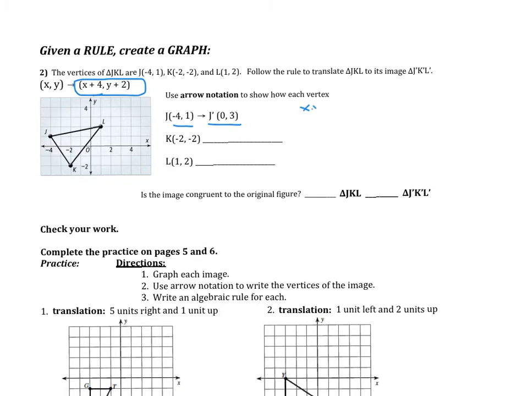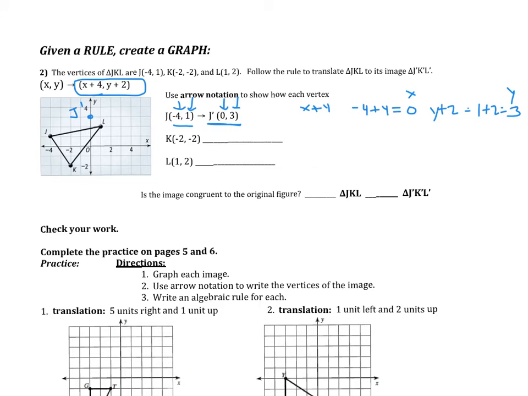So we have x plus 4. In our situation, J is -4. So -4 plus 4 is equal to 0. So now we know that x is equal to 0. Let's try the y. We know that it's y plus 2. We know that the y for J was 1. So we could say 1 plus 2 is equal to 3. So we now know that y is 3. Now if we apply that to the other two, we'll be able to get our other images. But first we want to make sure we plot J prime. So J prime would be at 0, 3.